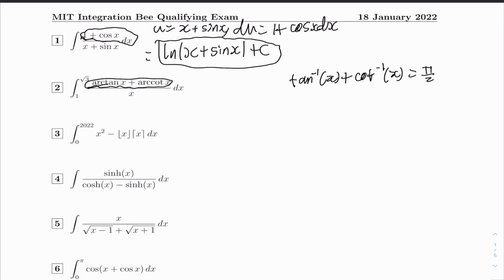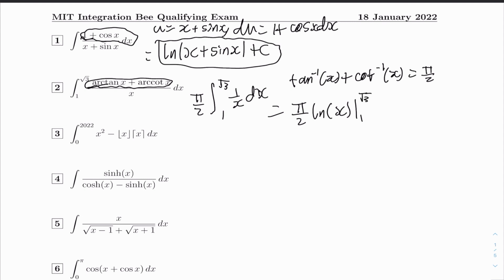So we can now use that in our numerator here, and we'll get the integral of pi over 2 over x. So we can factor out the pi over 2, and you get pi over 2 times the integral from 1 to root 3 of 1 over x dx. And of course, that's going to be the natural log of x. We have pi over 2 times the natural log of x, and that's going to be evaluated from 1 to root 3.